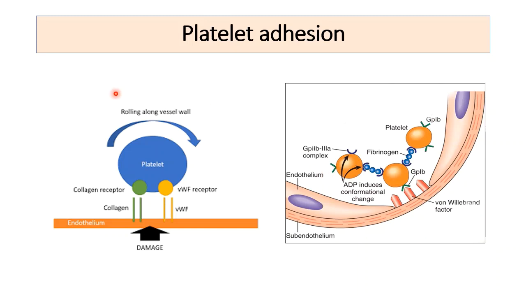Platelet adhesion, which we saw was the first step in the formation of the primary platelet plug, is mediated largely by interaction of the von Willebrand factor with the von Willebrand factor receptor, which is glycoprotein 1b, right, and collagen with the collagen receptor, which is GP1A 2A.